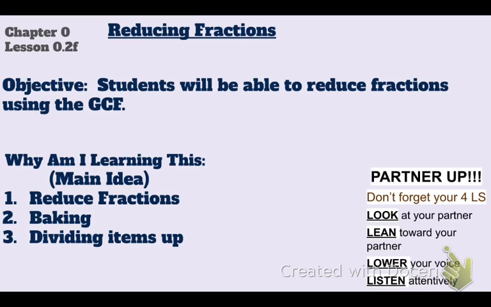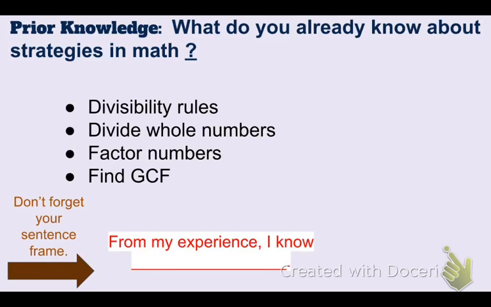Let's talk about some strategies that you already know that will help you with today's math assignment. We know our divisibility rules, which will help us determine if a number is divisible by another number quickly and easily. We know how to divide whole numbers, which will help us turn our improper fractions into mixed numbers. We know how to factor numbers, so we know how to list out all the numbers that you can multiply together to get a product. And we also know how to find the GCF.